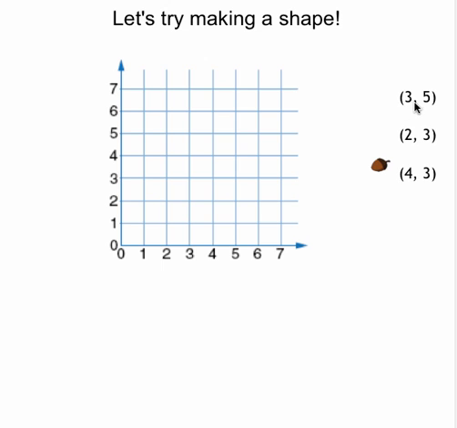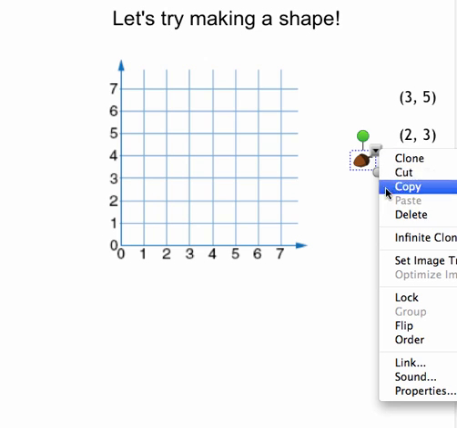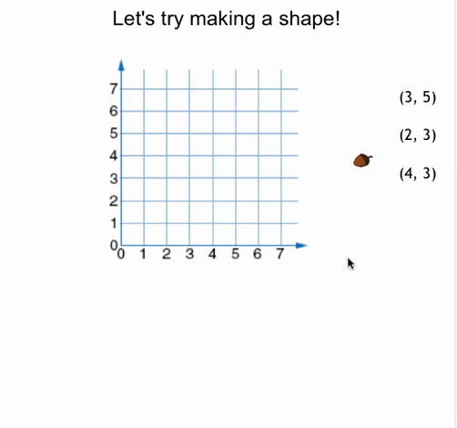Let's take a look at the first one here. (3, 5). So we are going to start walking over 3. Oh, and actually, Mrs. Gonzalez, I'm just going to switch something really quick here. Okay. So (3, 5). I'm going to just start over at the 0 because it's always easier for us to start at the 0. I'm going to go over 3. 1, 2, 3, and then up 5. 1, 2, 3, 4, 5.